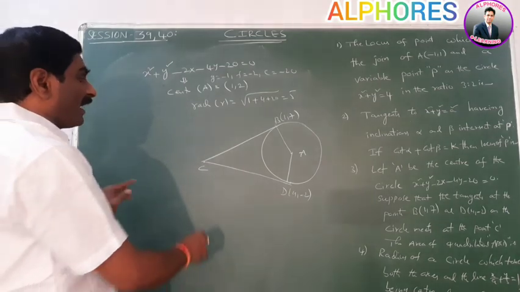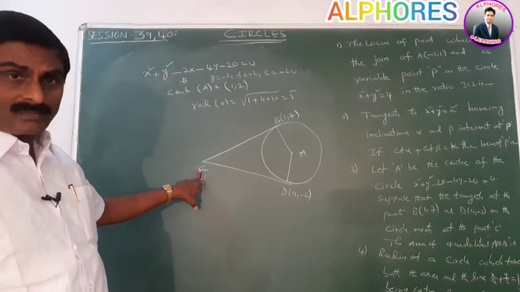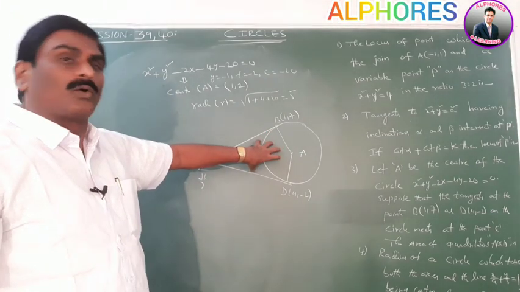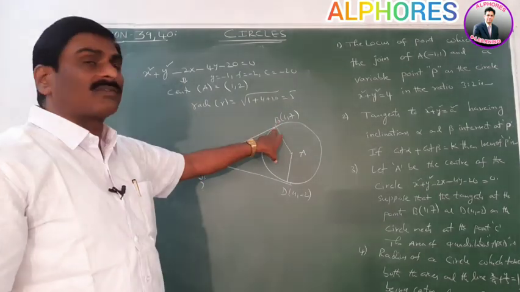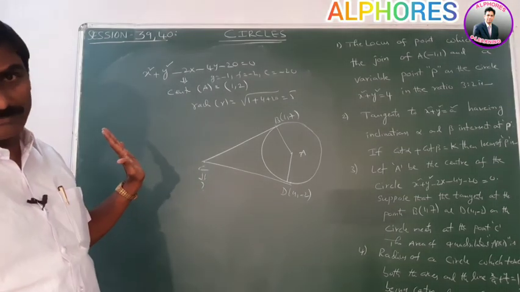For getting this area, first this value is required. Suppose this point is P(x1, y1). Then the length of the tangent is equal to root S11. We know that the area of the quadrilateral is R into root S11. R means radius. Root S11 means the length of the tangent. For getting the length of the tangent, C must be known. How do we find the value of C?